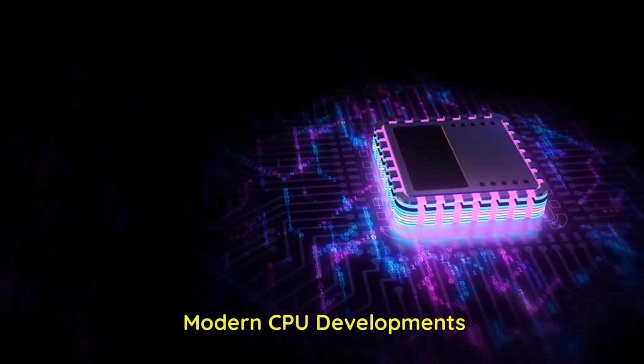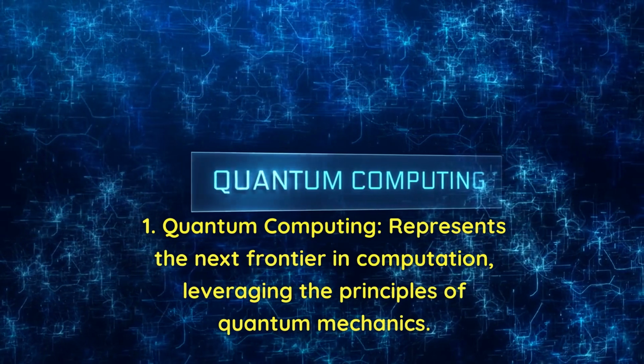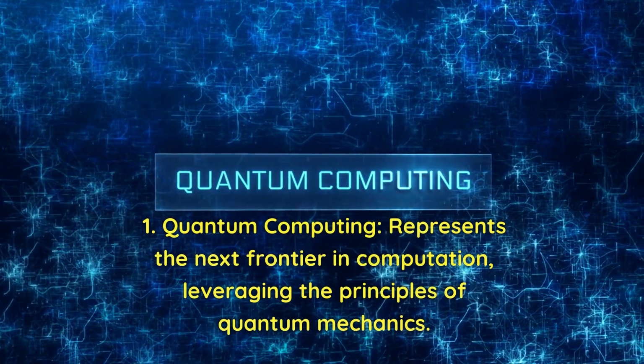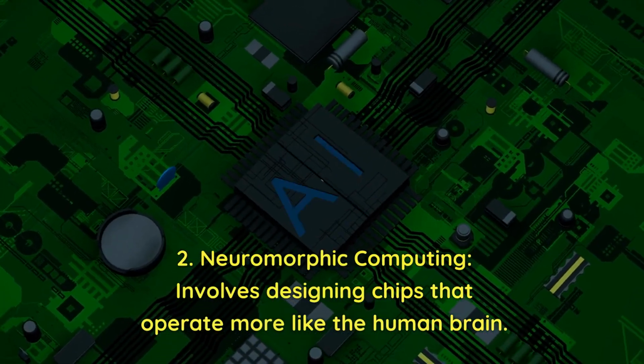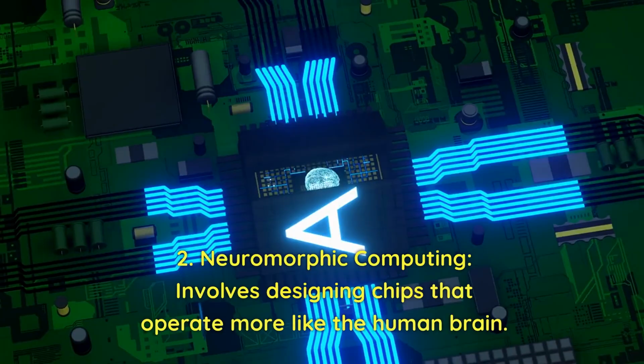8. Modern CPU developments. 1. Quantum computing represents the next frontier in computation, leveraging the principles of quantum mechanics. 2. Neuromorphic computing involves designing chips that operate more like the human brain.